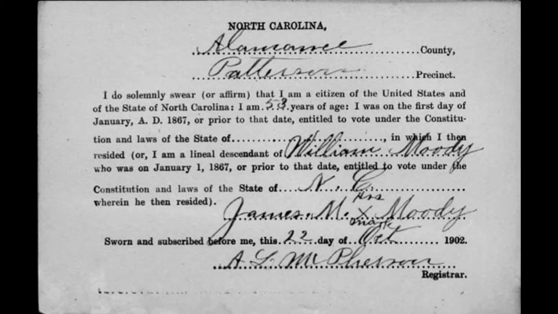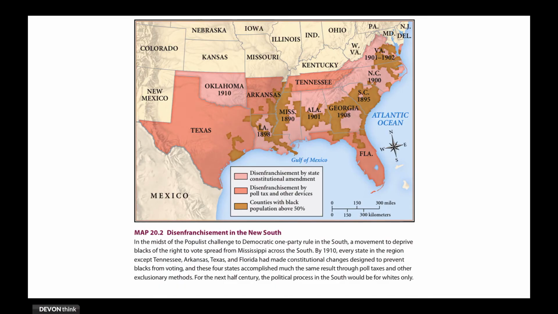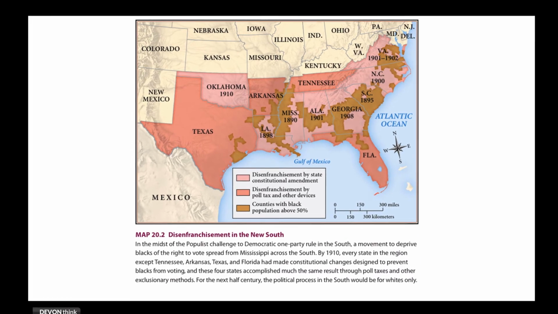Such restrictions proved effective. As you can see from the map, across the South, black voter turnout plunged from above 70% to about 34% or even lower in the late 19th century. These measures were challenged in the Supreme Court several times, but the Supreme Court said these measures were constitutional because in the court's mind, they applied equally to both black and white.